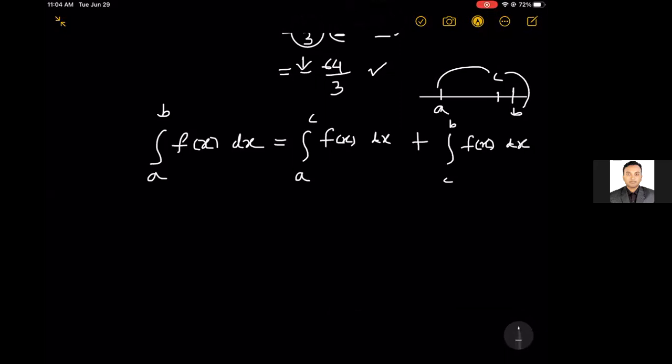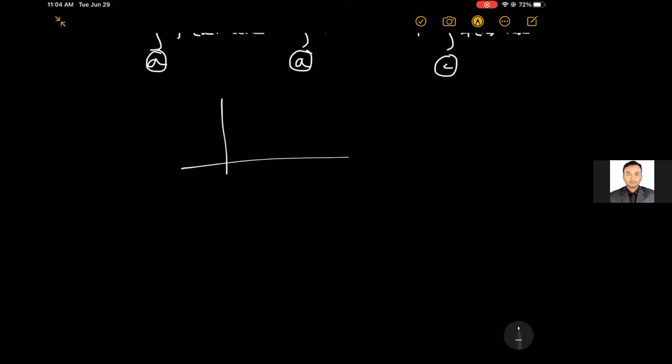This will give you the same result. That means you can have several points in that interval. Then you can find the integral at those points and then add all those. It could be anywhere, as I said. Let's say that's my a and b. It could be here as well. Let's say d. So that means you need to find from a to d and from d to b. Then add those. This will give you the same result as a to b.